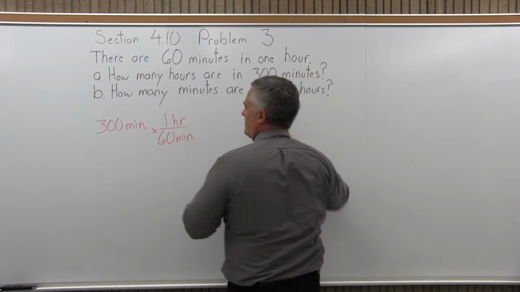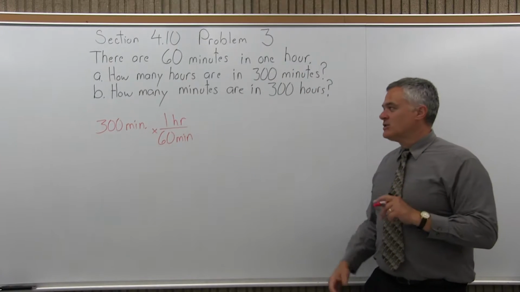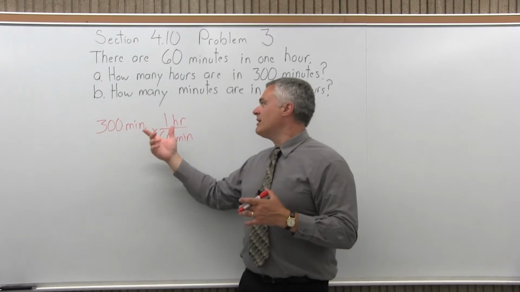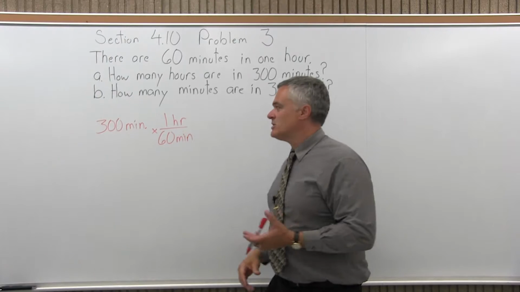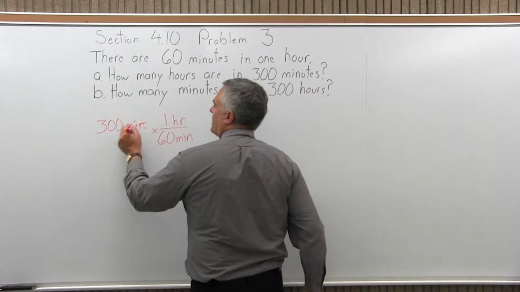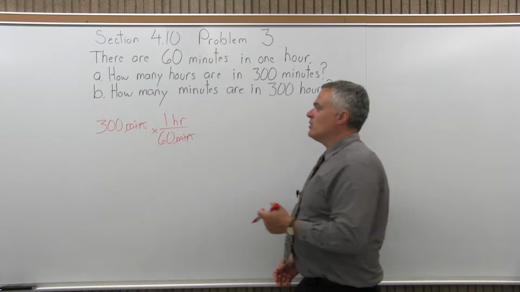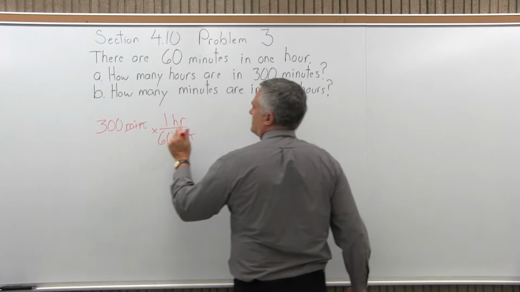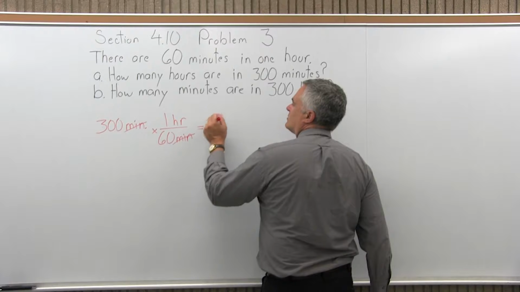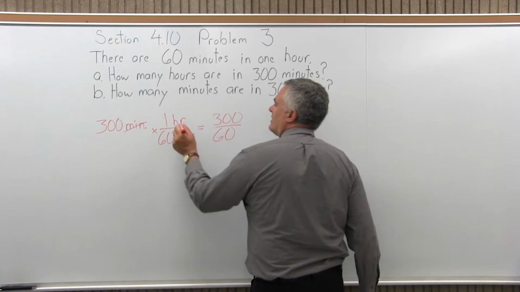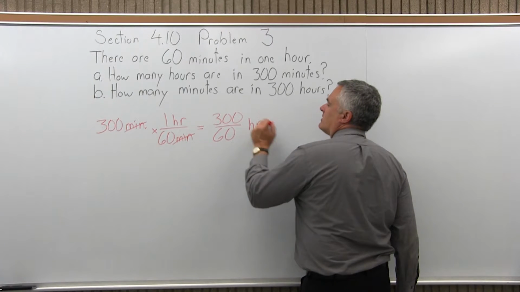That goes in the numerator. Again, a little bit of an abbreviation. So I'm essentially just multiplying by 1. I'm not changing the amount of time. I'm just changing the units it's measured in. So now if I multiply, minutes in the numerator will cancel with minutes in the denominator, leaving me with hours. So as I multiply this fraction, what I'm left with is 300 in the numerator and 60 in the denominator, and my units of measure will be hours.